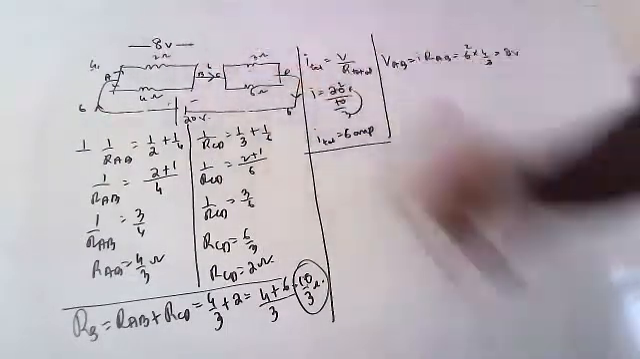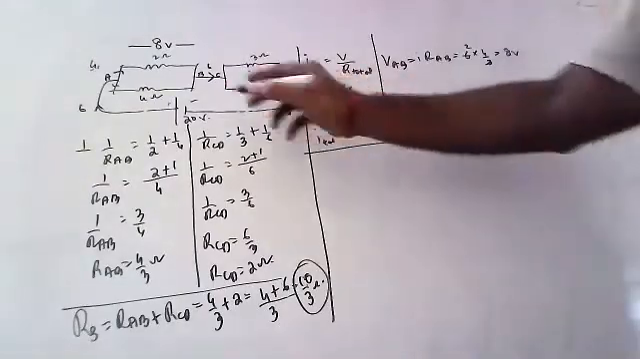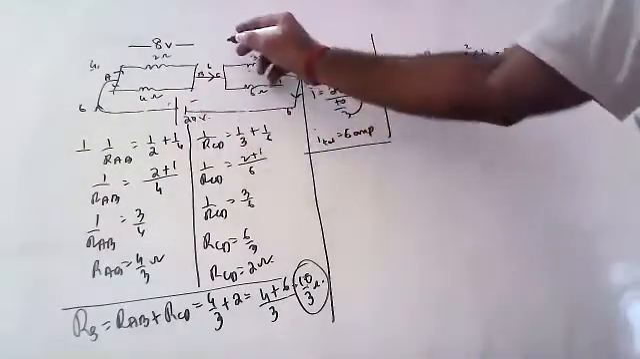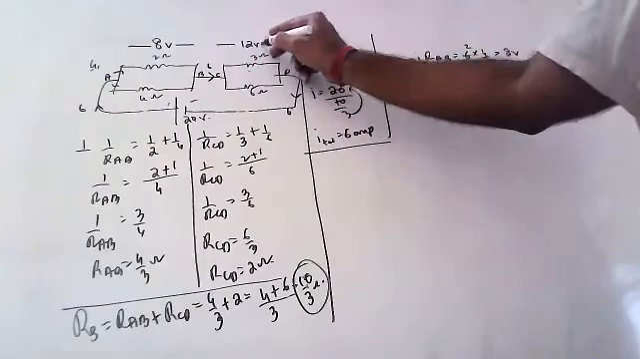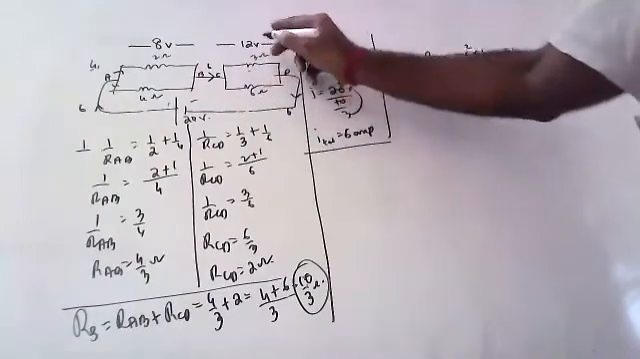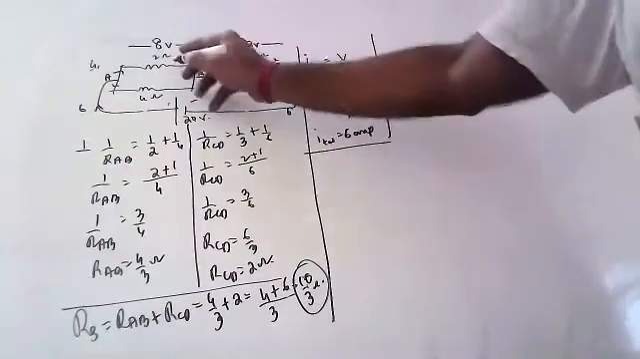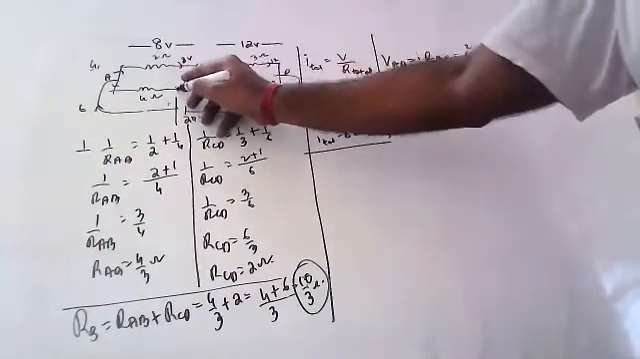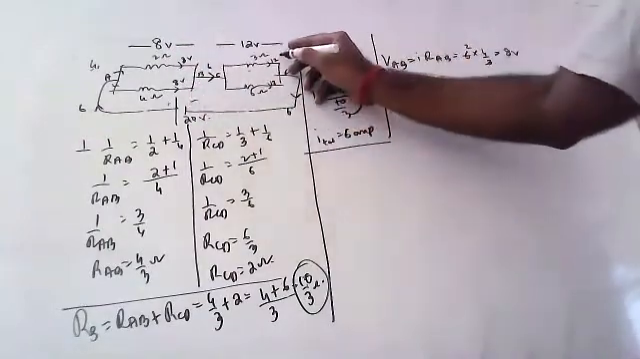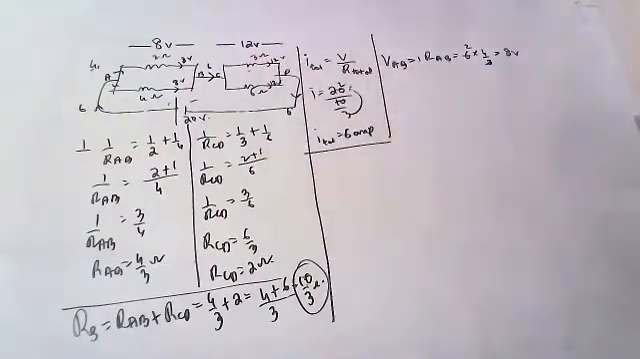This will take 8 volts. And if this is taking 8 volts, how much will this have? 12 volts. This will take 12. If this is 12, this is also 12 volts. If this is 8, this is also 8 volts. Why? Because in parallel, potential is constant.